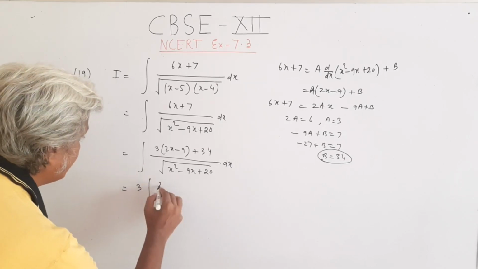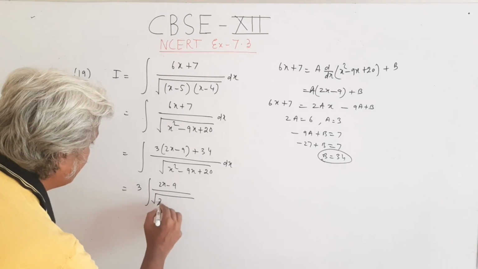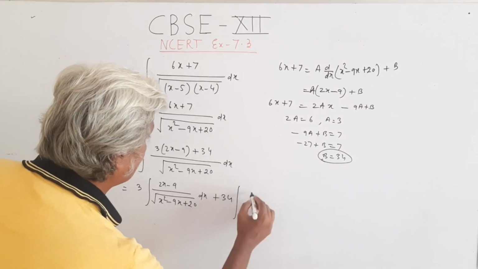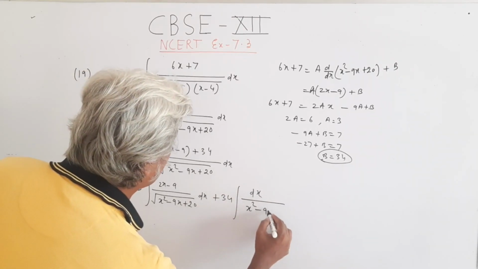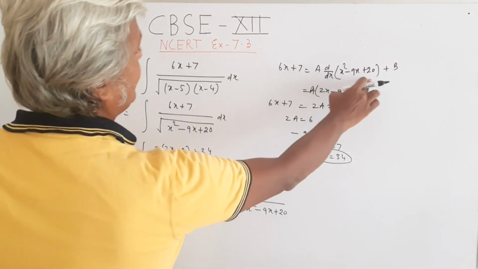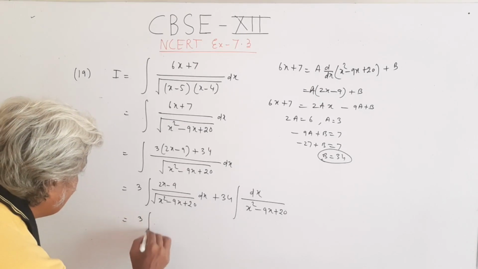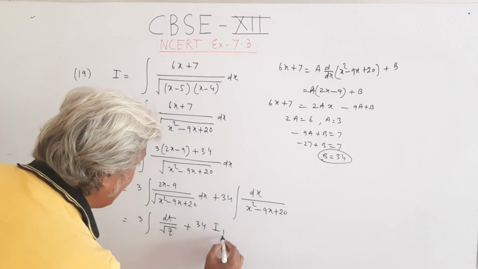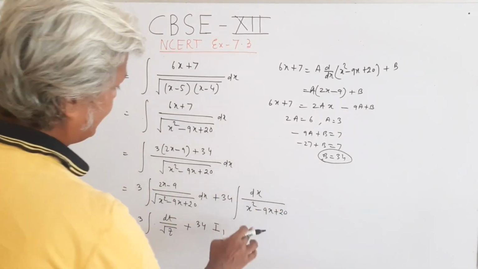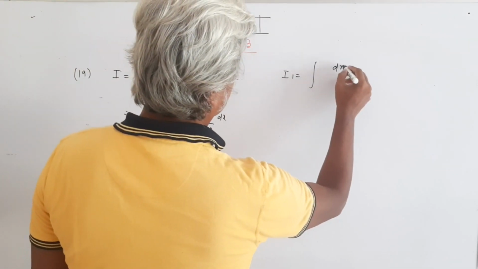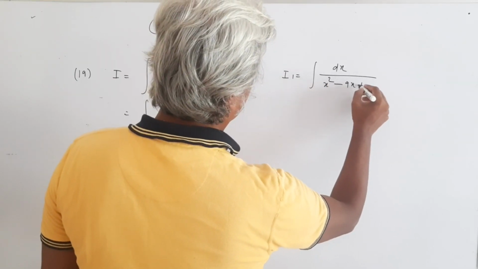So I write this as 3 times (2x minus 9) over under root (x square minus 9x plus 20) dx plus 34 integration of dx over under root (x square minus 9x plus 20). Done. So here if I take this as t, I can get this as dt. Since I don't need to write this, I am taking this as t because already we have expressed this in the form. But for understanding, I am writing this as dt over under root t, and this part I am writing as just 34 I1, and this is my I, because I want to solve this part independently because there is an independent integration. So I1 is, what is I1? That is dx over under root (x square minus 9x plus 20).